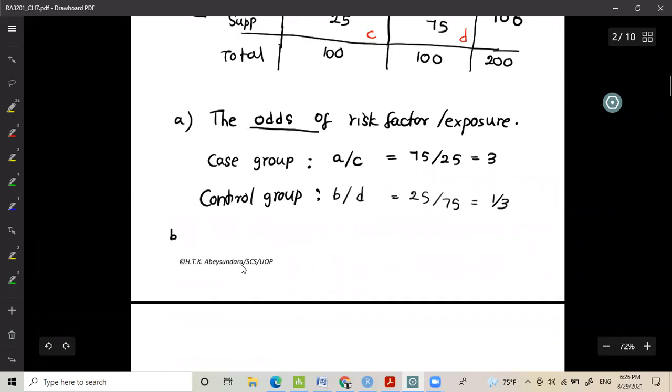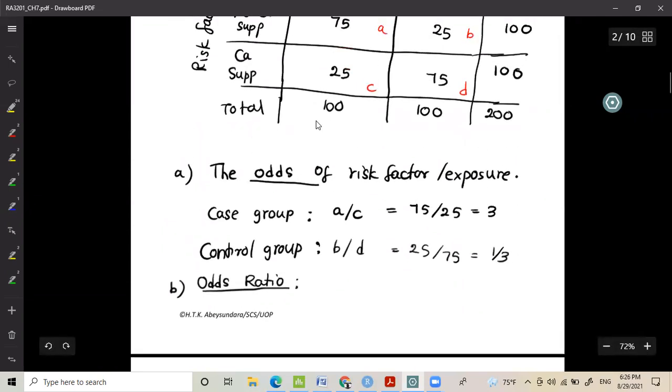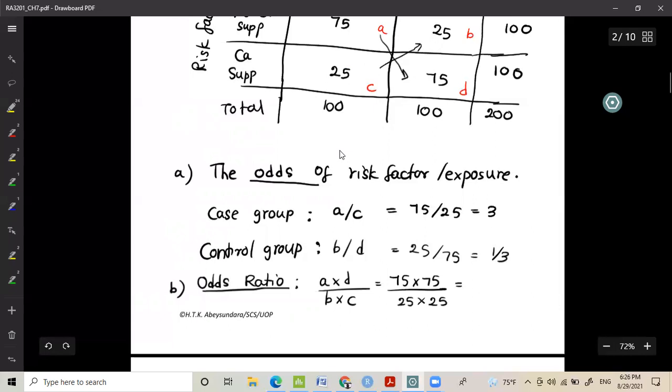And then you can find very easily what is the odds ratio. That is the most important one. What is the odds ratio? The odds ratio is calculated usually for a 2x2 table like this. It is very easy. What you do is you multiply the cross. A times D divided by B times C. So what do you get? A is 75, D is 75, B is 25, C is 25, right? So can you find this number for me? Please calculate this and tell me the answer. That will be 9, exactly. So you'll end up with 9.